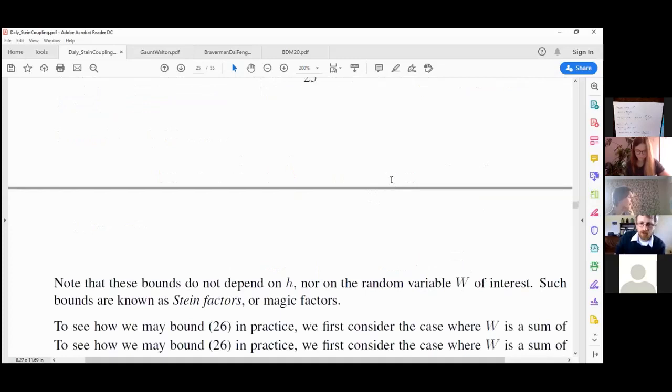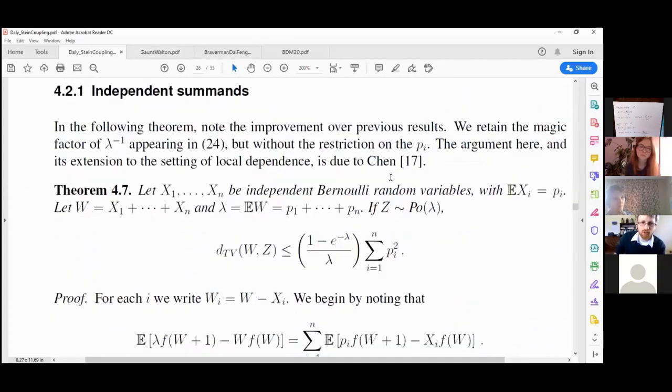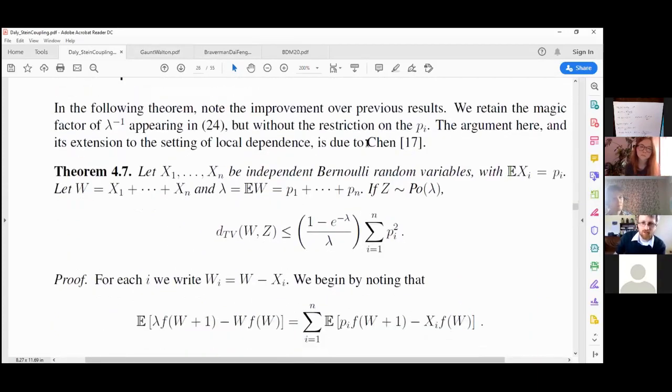Right, so let's see how this works in the independent case. We'll revisit exactly the same setting as we talked about already. This is an argument due to Louis Chen. Stein's method was first developed by Charles Stein in the Gaussian case in the late 60s, and then his PhD student, Louis Chen, published a paper in the mid-70s which took the Gaussian ideas and applied them in the Poisson case.